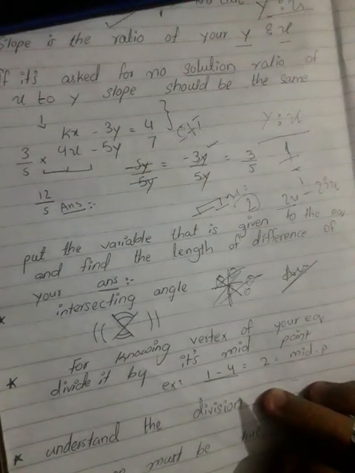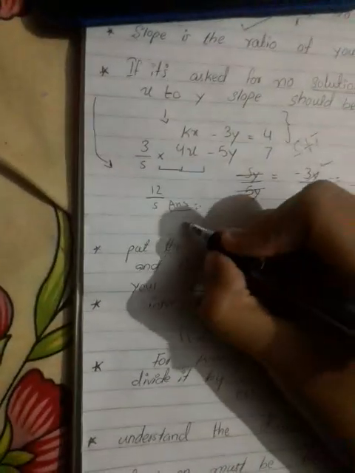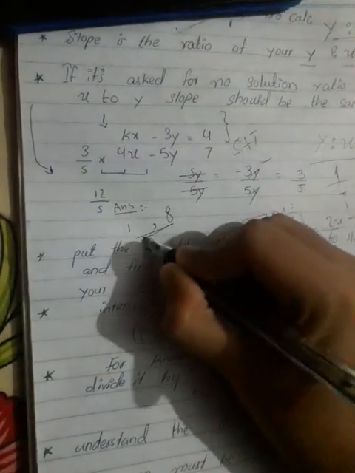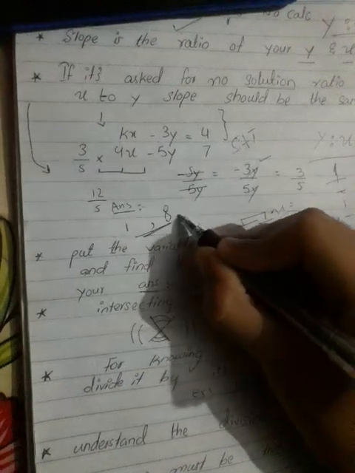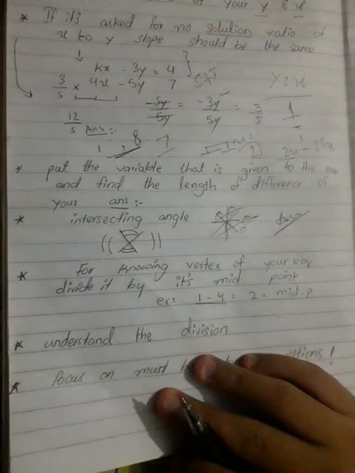Then find the length of difference. For example, if you are solving it and you have two answers, 1 and 8, the difference between them will be your actual answer. From 1 to 8 there is a distance of 7, so the 7 would be your answer. So that is another tip for it.